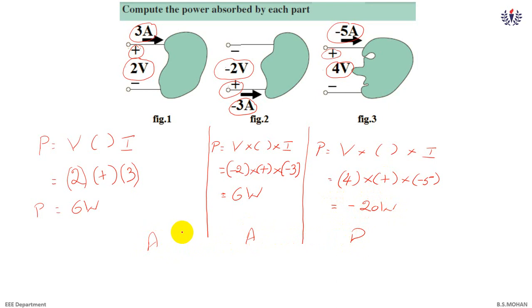This is how you can use the formula to find out whether power is being absorbed or power is being delivered.